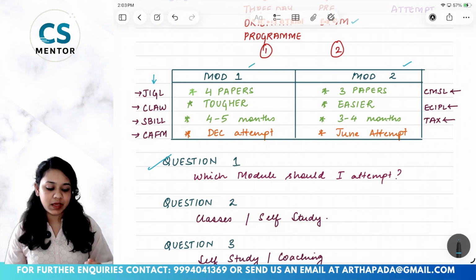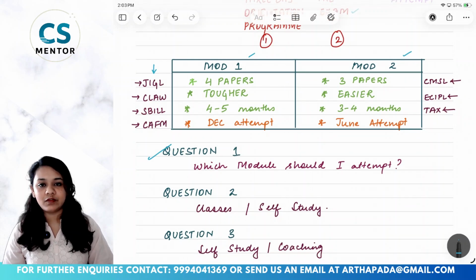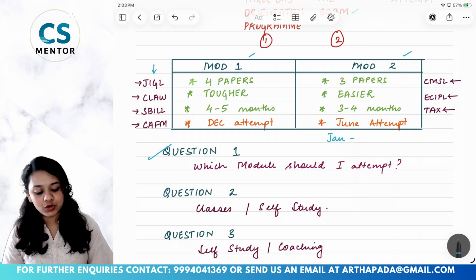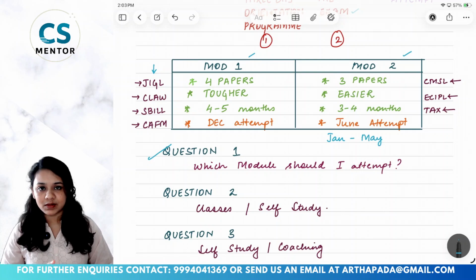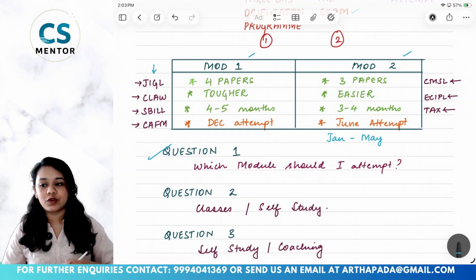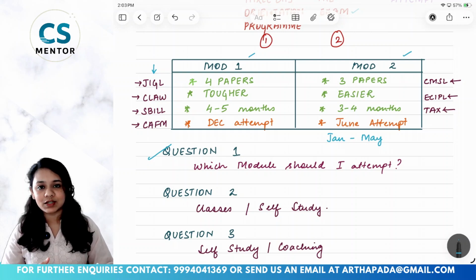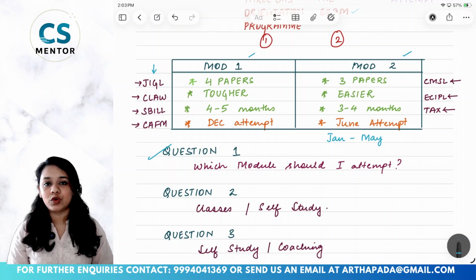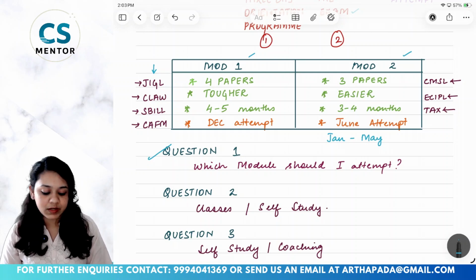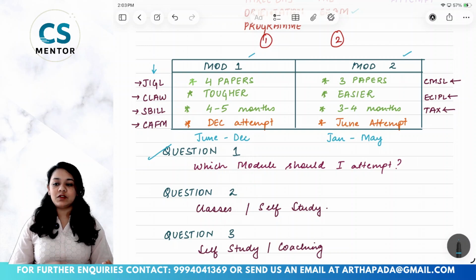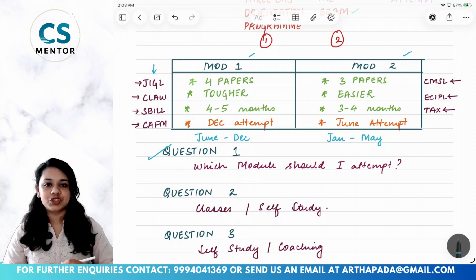This has a very simple calculation. For the June attempt, you have the months of January to May. And even though we say that there are 5 months in between, technically 1 month has to go for your revisions, your analysis of question papers, your practice sessions, etc. And so roughly you have only 4 months of study. But then for module 1, you have the time between June to December. That gives you a good 6 months. Even if we keep aside 1 month for revisions, practice, etc., you still have a good 5 months to study.